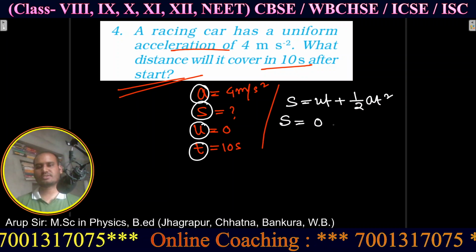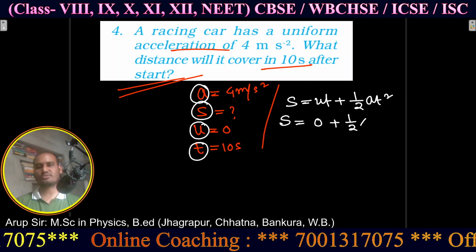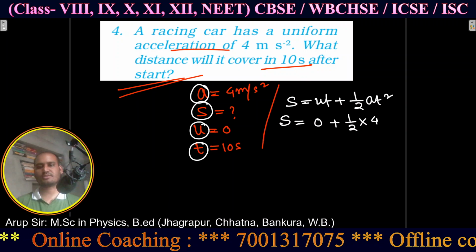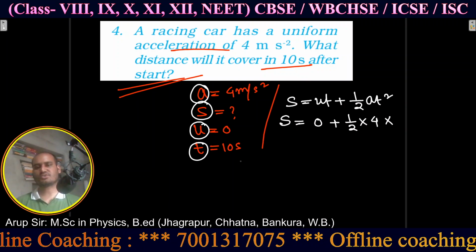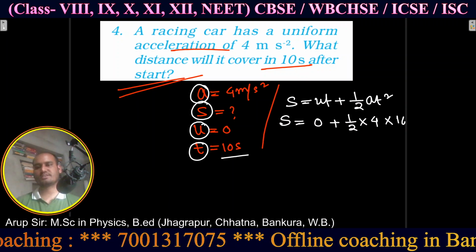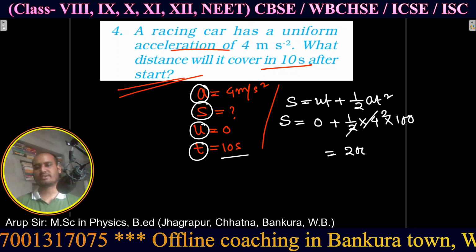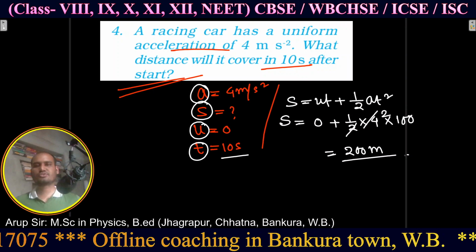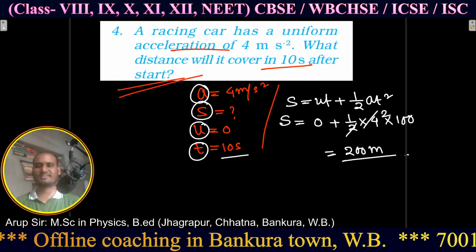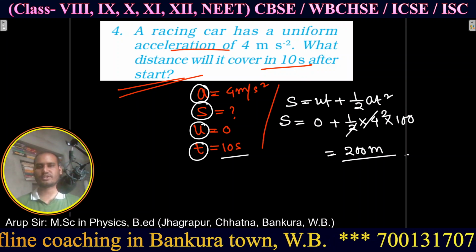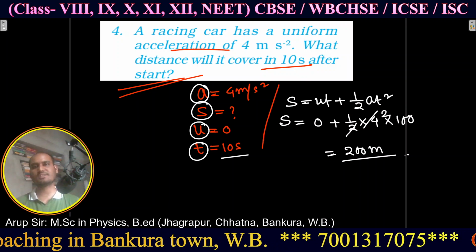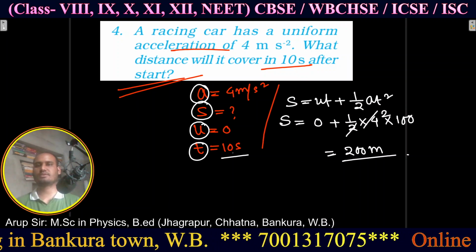U is 0, this is why it is 0, plus half into A, means 4 meter per second square, so it is 4 into t square. T is 10 seconds, so 10 square is 100. Now cancel it like 2, you will get 200 meter. So 200 meter only it will cover in 10 seconds after starting. Okay, after start means initially it was at rest, simple, U equals 0.